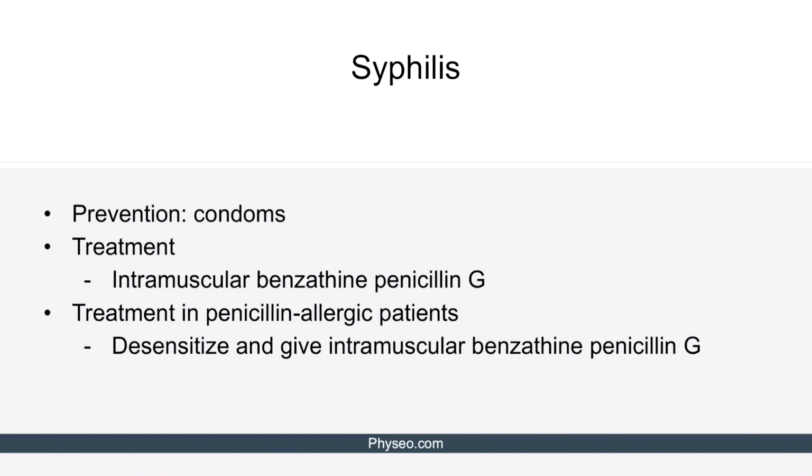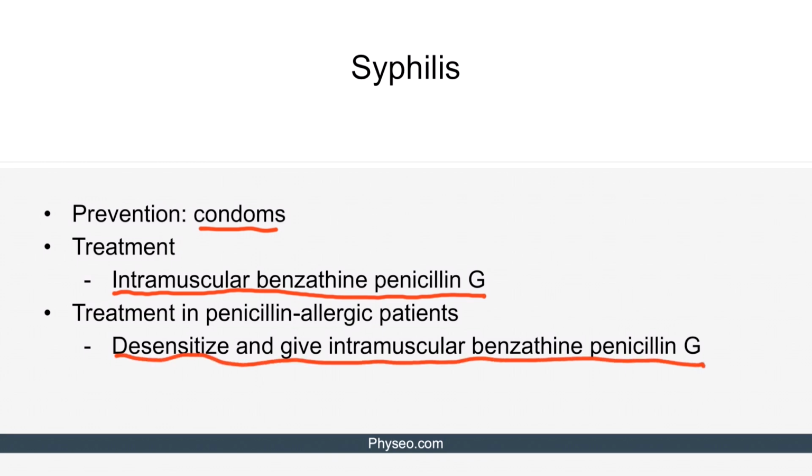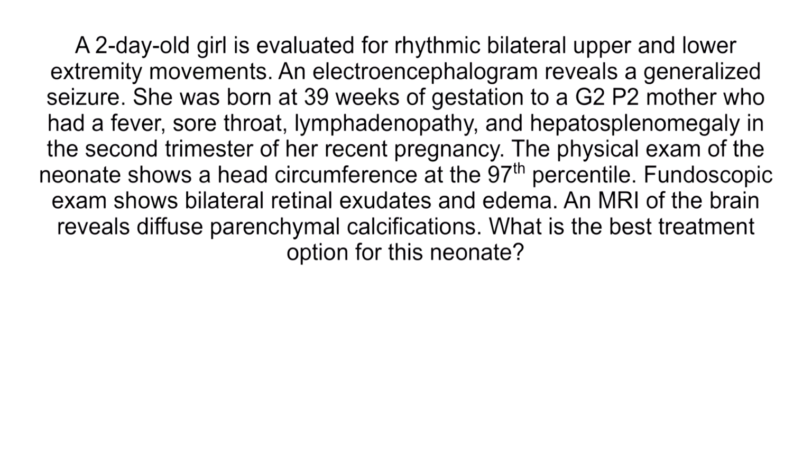Maternal infection with syphilis is best prevented by using condoms. Treatment for syphilis in pregnant women is with intramuscular benzathine penicillin G. It's very high yield to know that even if a pregnant woman is penicillin allergic, we should first desensitize her to penicillin and then administer an intramuscular dose of benzathine penicillin G. This is because penicillin is proven to be the best agent against syphilis. All right, let's wrap up with a review question.